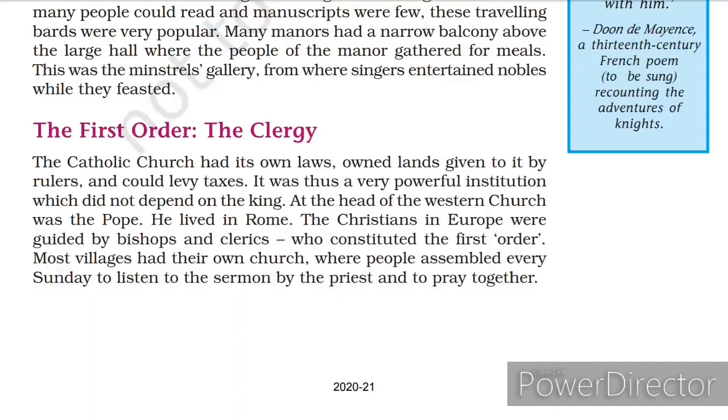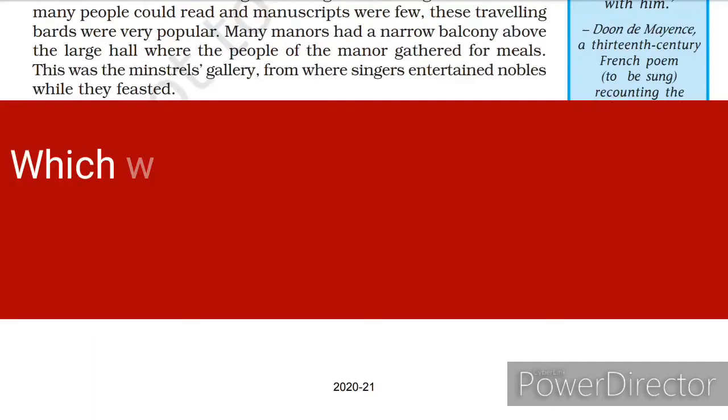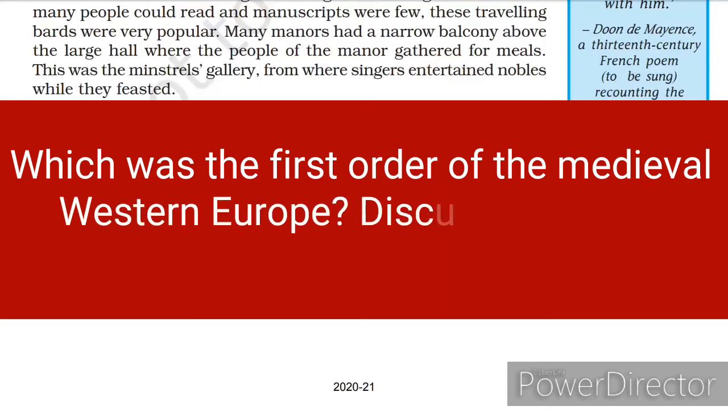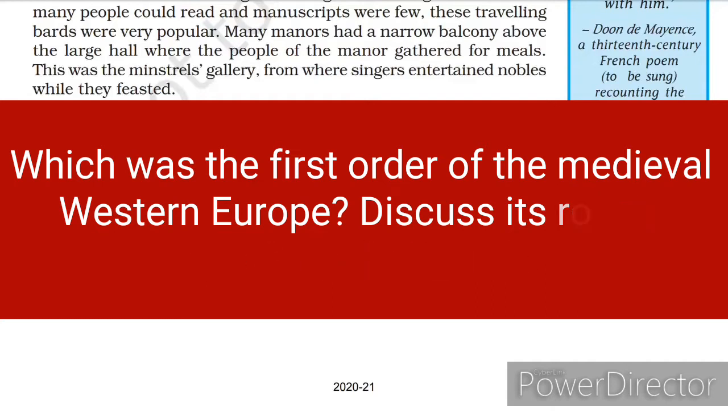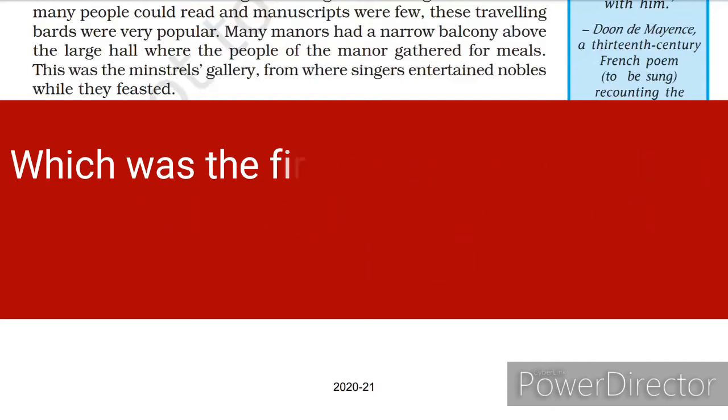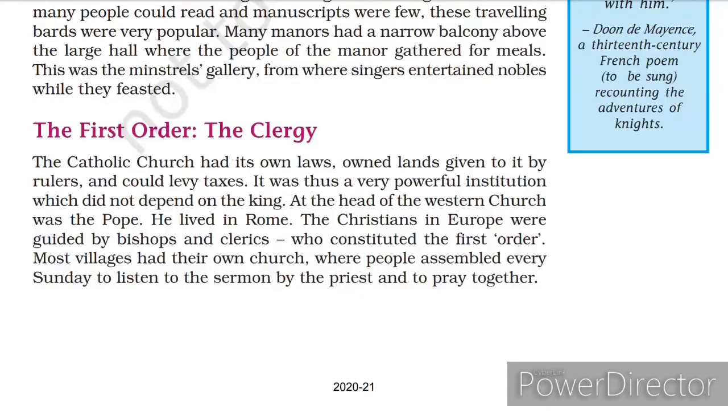So under this, you can take down a question. The question is: which was the first order of medieval Western Europe? Discuss its role in the Catholic Church. Okay, so now you might be thinking why I skipped the pages. I'm not skipping it. I am going in chronological order. In your book, the second order is given right in the beginning, so I'm just going to the first order and then I'll come to the second order. Okay, so let's see what this first order is. So you got the question?